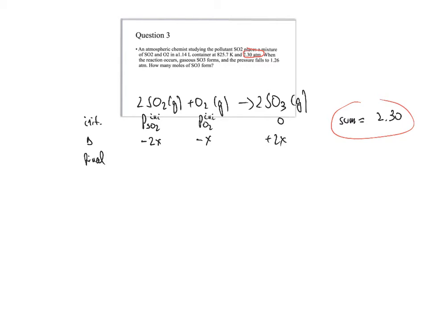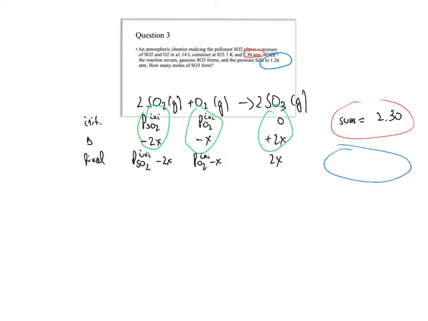Then my final is obtained by summing these things up, right? That's the pressure of SO2 initially minus 2x, the pressure of O2 initially minus x, and this is simply 2x. But I know that the sum of this is equal to 1.26.